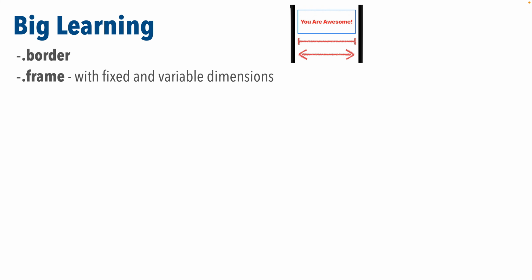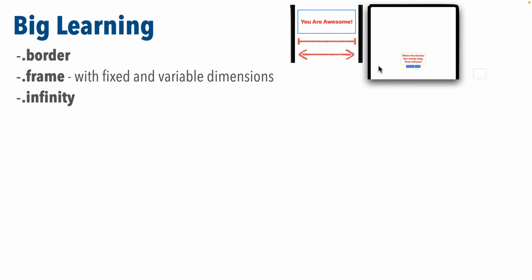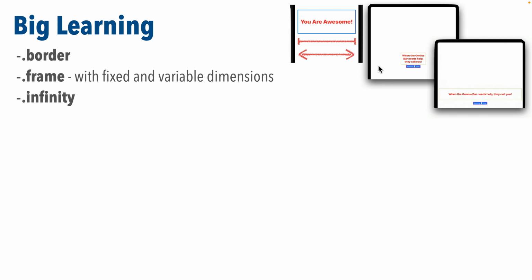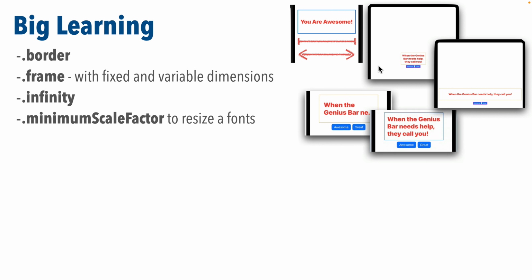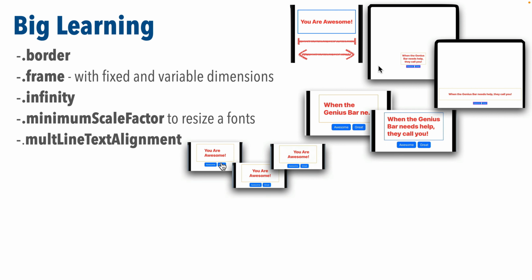We learned about the border modifier, and we added borders to our view so that we can see their size rendered on screen. We learned SwiftUI only uses the minimum space required for views. We learned to use the .frame modifier and how to use both fixed and variable dimensions in our frames. We learned how to set the dimension to the maximum available space using .infinity. We used .minimumScaleFactor to resize a font to fit within a view. We learned to use the multi-line text alignment modifier to align text with multiple lines, and we learned about the alignment parameter and that it can be used to align objects within a frame or stack.